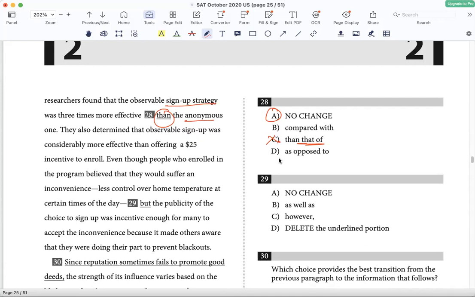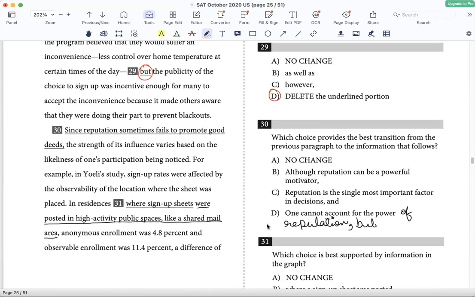Even though people who enrolled in the program believed that they would suffer an inconvenience, less control over home temperature at certain times of the day, the publicity of the choice to sign up was incentive enough for many to accept the inconvenience because it made others aware that they were doing their part to prevent blackouts. Okay, so here this but is wrong because I'm already saying even though people who enrolled in the program believed this, so I don't have to say anything here, delete.